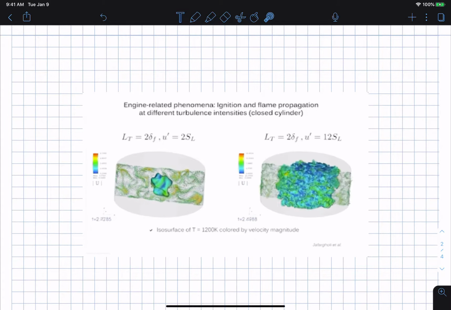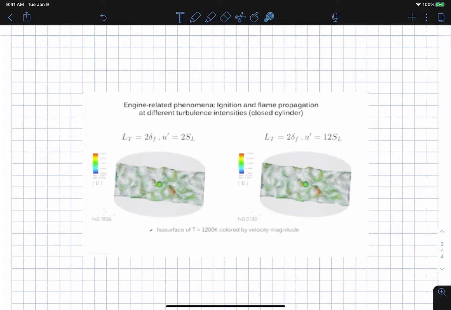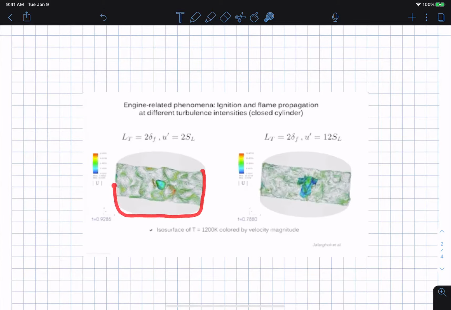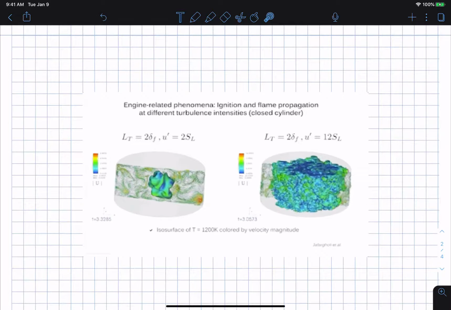I didn't do car engines. This is just from a video I found online. But here they are studying, this here is the combustion chamber in your car engine, and they're studying how a flame grows from a spark on various levels of turbulence.